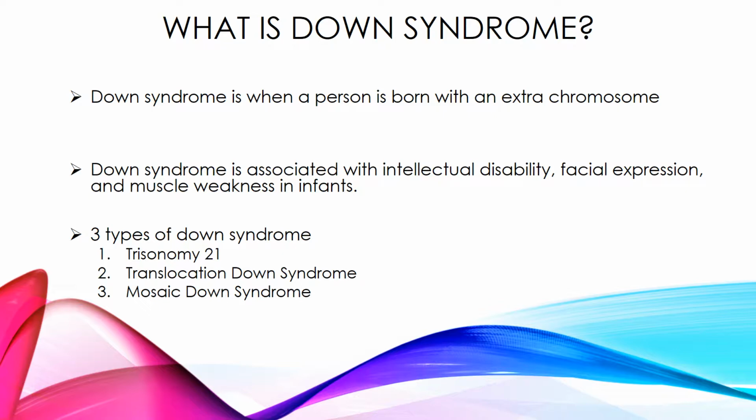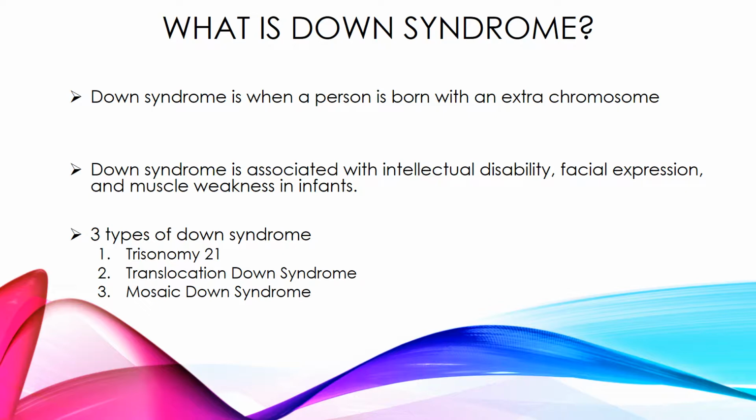Trisomy 21, which occurs in 95% of the Down syndrome population. It is when there are 3 copies made of the chromosome 21 instead of the typical 2 copies of chromosome 21. Translocation Down syndrome occurs in 3% of the Down syndrome population. It is an extra part or whole part that is present but is translocated to a different chromosome other than chromosome 21.